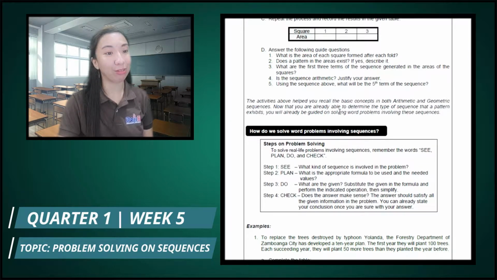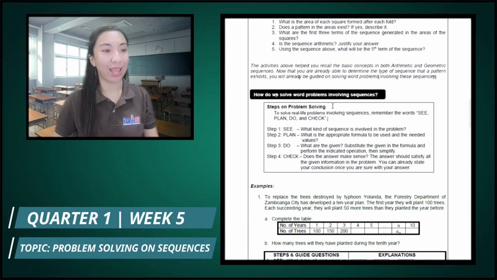sequence. Now that you are already able to determine the type of sequence that a pattern exhibits, you will be guided on solving word problems involving these sequences. How do we solve word problems involving sequences? To solve real-life problems involving sequences, remember the words see, plan, do, and check. So you have 4 steps to follow to be guided on how to solve word problems.